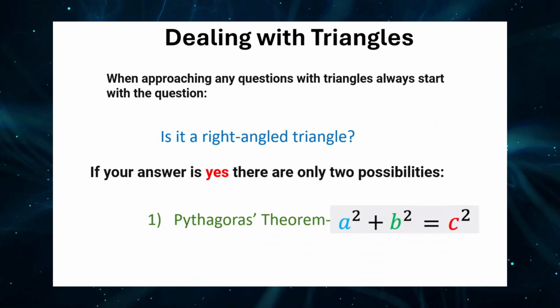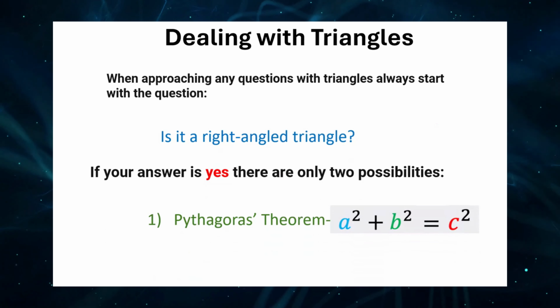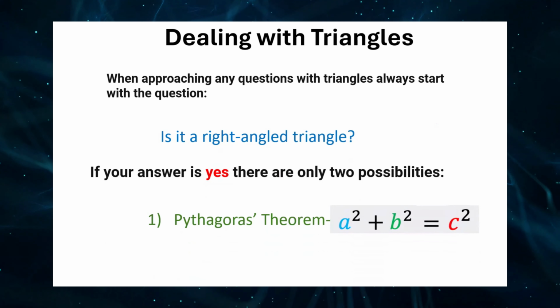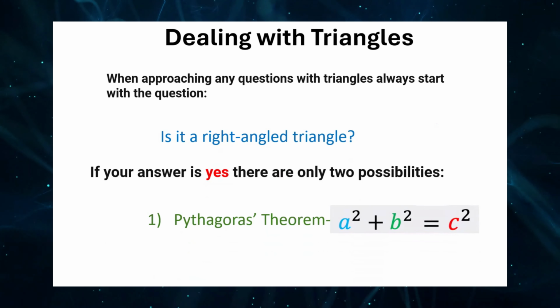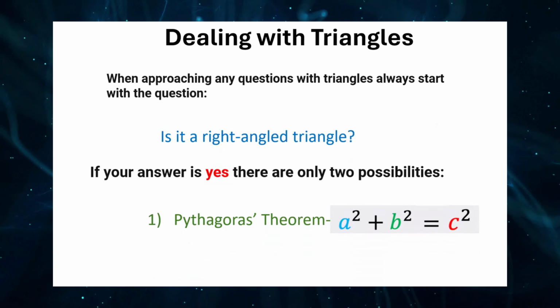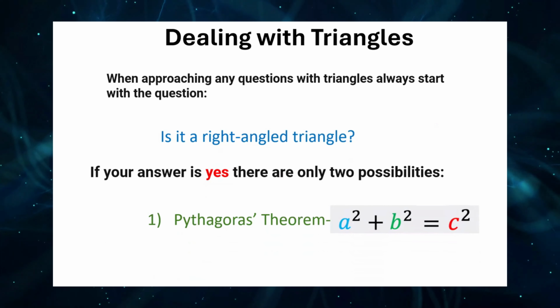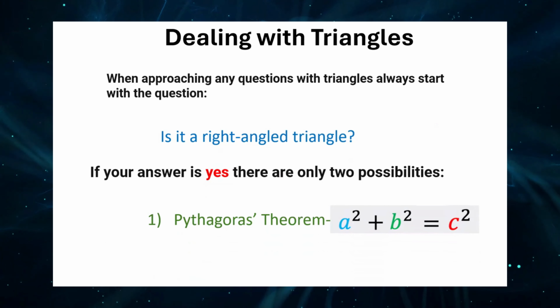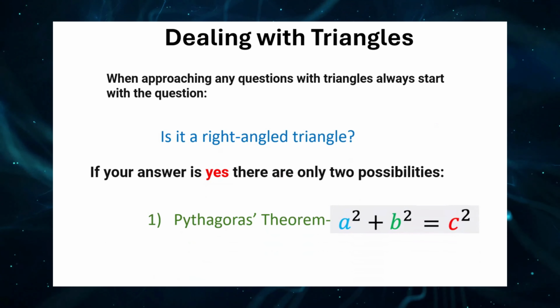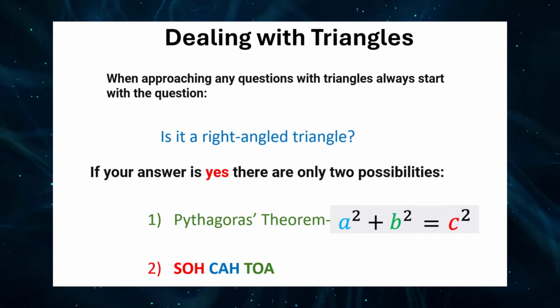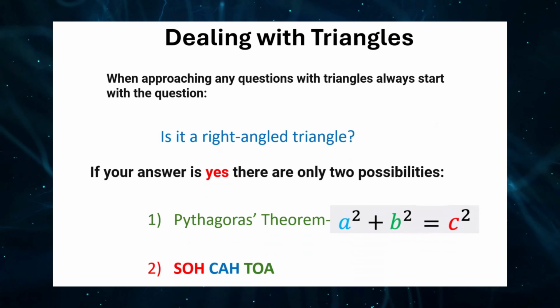The first possibility, it could be Pythagoras' theorem that you're asked to use. Now, the Pythagoras theorem states that a squared plus b squared is equal to c squared. Now, a and b are the two shortest sides, while c is the longest side. Second option, it could be SOHCAHTOA. And we're going to be looking in this lesson in depth as to what SOHCAHTOA is all about.